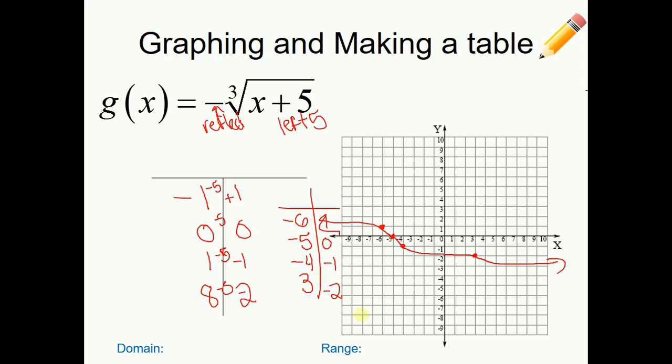Notice, guys, it is flipped compared to what it normally does. Normally the S would look like that. It's like a flipped S, if you want to consider it that way. My domain, again, is negative infinity to infinity, and so is the range. And I'm going to give you a secret, guys. All cube root graphs will have that for their domain and their range.